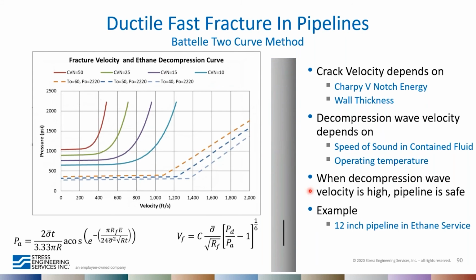But on the other hand, okay, so briefly, this is a curve that represents fracture velocity and the decompression curve for ethane. Ethane operating in a 12-inch pipeline. Okay, so again, as you can see, as the toughness increases, you get more and more distance from the decompression curves, which is a good thing.